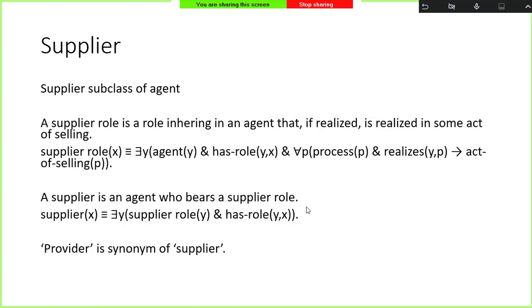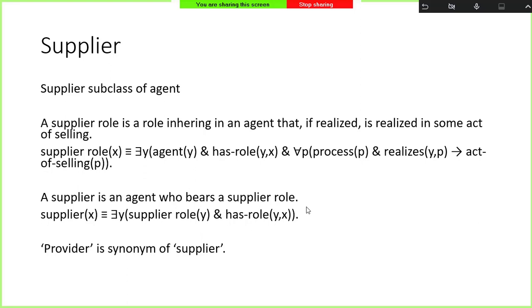A supplier is a kind of agent, and to be a supplier obviously is a role, since nothing is a supplier in and of itself. You become a supplier at a certain point in time, and then you cease to be a supplier at a certain point in time. To have the supplier role is to be an agent who is capable of realizing acts of selling, and your supplier role is realized in such acts of selling. And then a supplier is an agent who bears this supplier role.